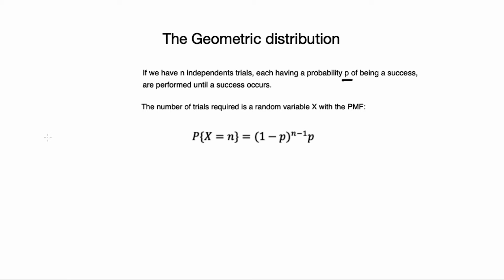For example, if we flip a coin till we get the success, that means that we have tails till we get head at the nth time. So in this case we talk about geometric distribution, and its PMF is defined by this expression.